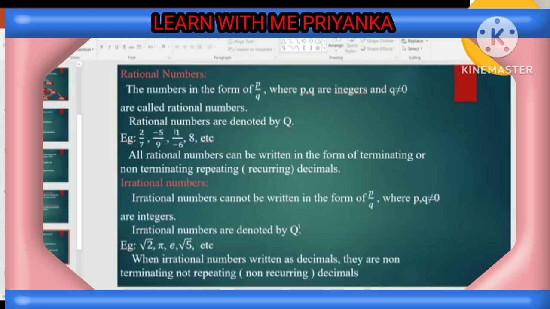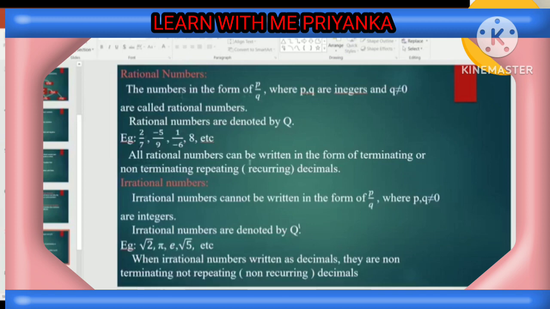So here I am giving some basic examples: 2 by 7, minus 5 by 9, 1 by minus 6, 8, etc. Here 1, 7, 9, minus 6 are integers. So these are in the form of p by q, and these p and q are integers. So these examples are rational numbers.